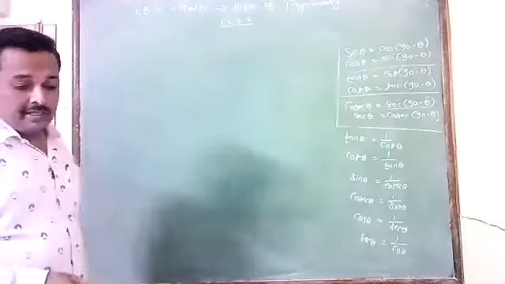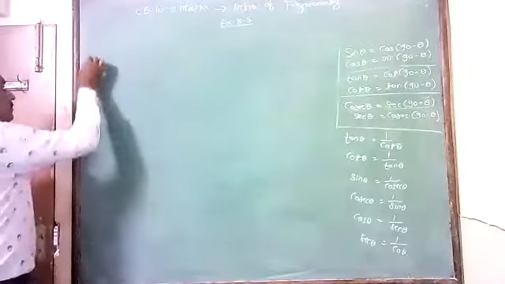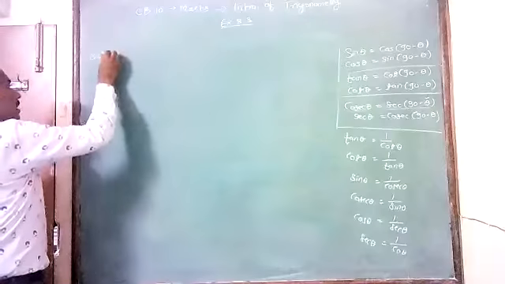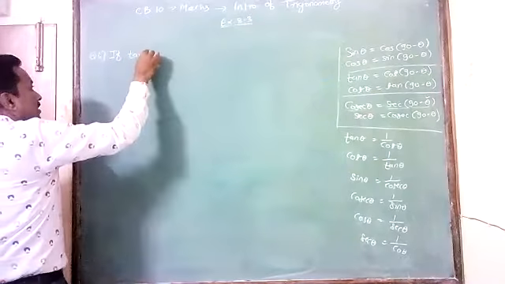Question number 3 is tan a is equal to cot b. Tan a is equal to cot.